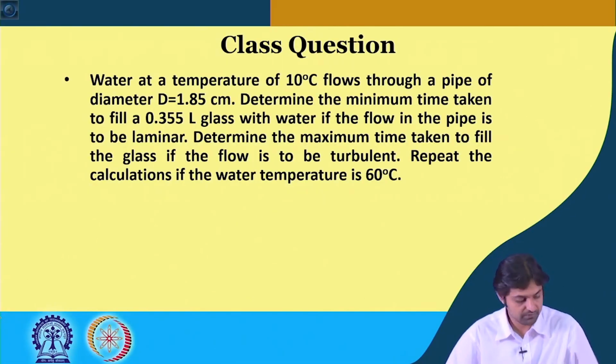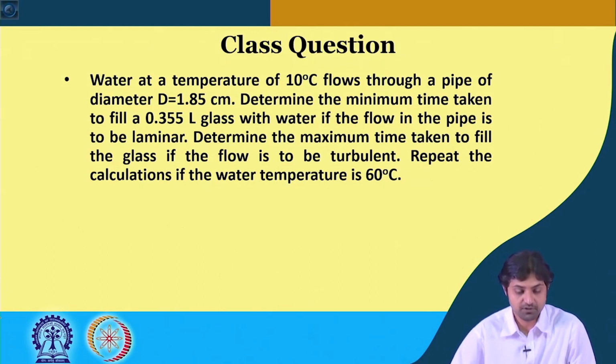Now, there is a question. Water at a temperature of 10 degree centigrade flows through a pipe of diameter 1.85 centimeters. Determine the minimum time taken to fill a 0.355 liter glass with water if the flow in the pipe is to be laminar. The second part is, determine the maximum time taken to fill the glass if the flow is to be turbulent. And we have to repeat the calculation for the same thing if the water temperature is 60 degree centigrade.